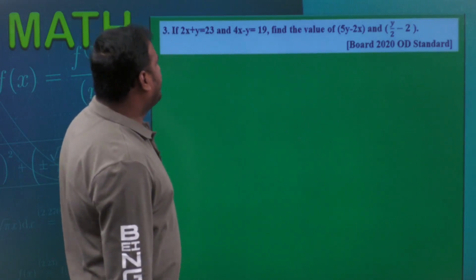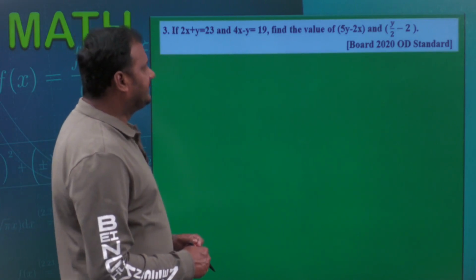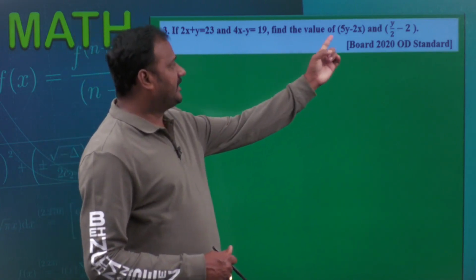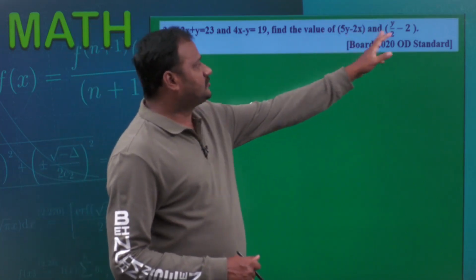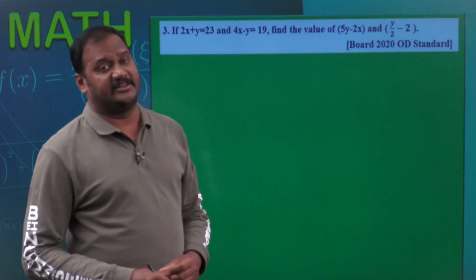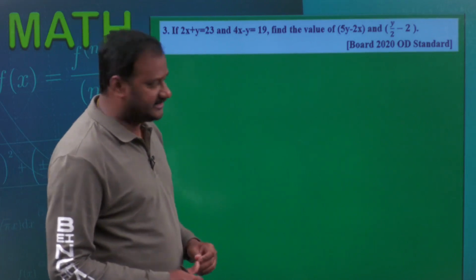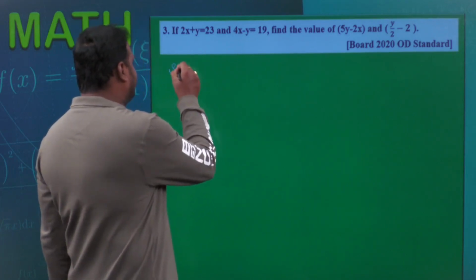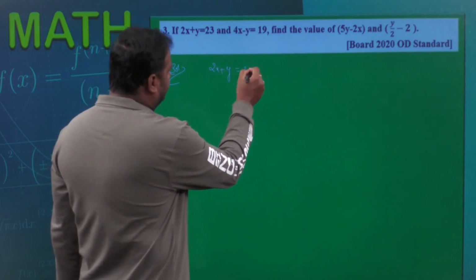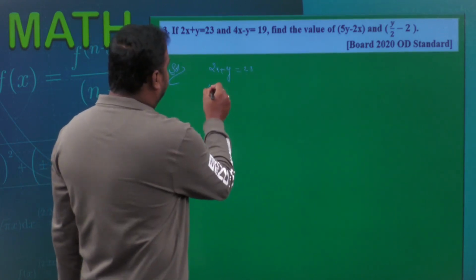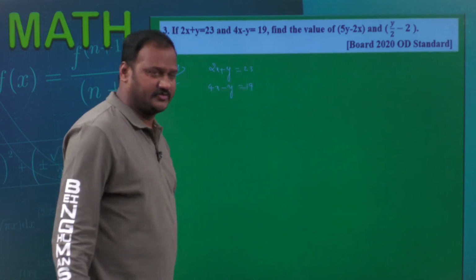Coming to the next problem, 2x plus y is equal to 23, 4x minus y is equal to 19. Then find the value of 5y minus 2x as well as y by 2 minus 2. So in order to find these two values, we need the values of x and y. For that, we will have to solve the given two equations. 2x plus y is equal to 23 is the first equation, and the second equation is 4x minus y is equal to 19.